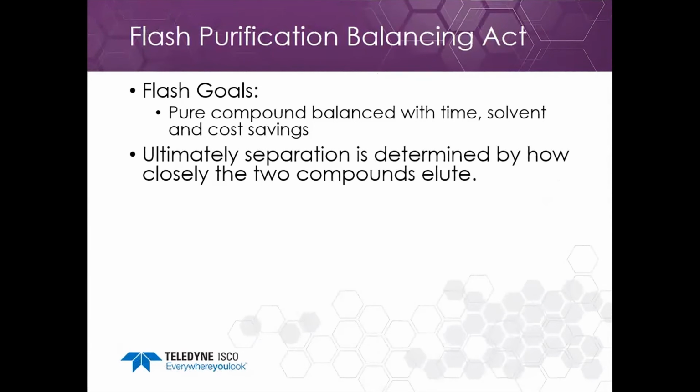Ultimately, a separation is always going to be determined by how closely two compounds elute. If you have two compounds that elute closely to each other, then that's going to be a difficult separation, and maybe you're better off choosing a different kind of column or different solvent system, making some changes that allow for increased resolution.